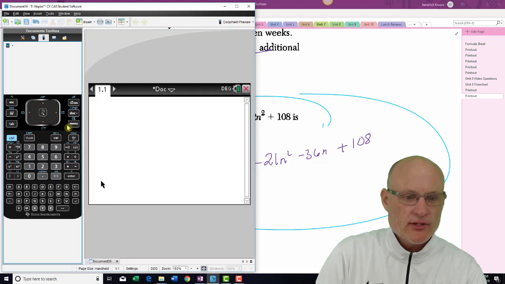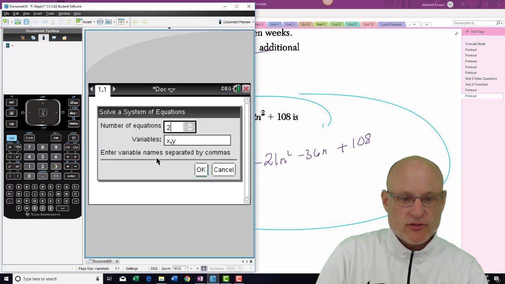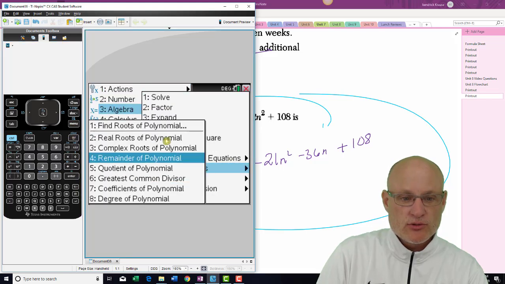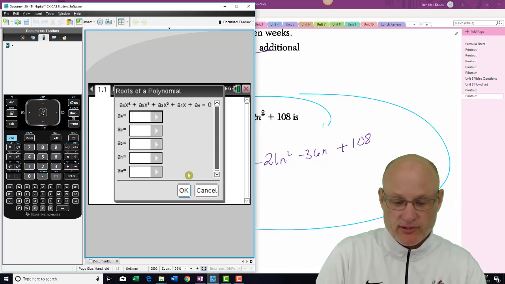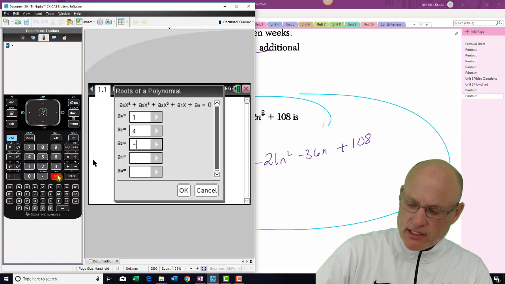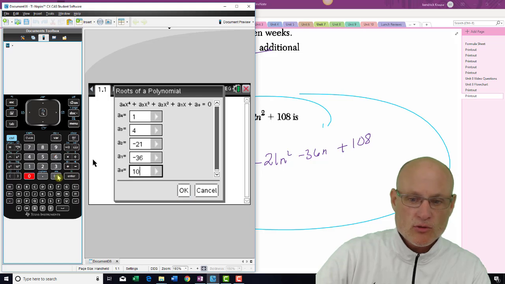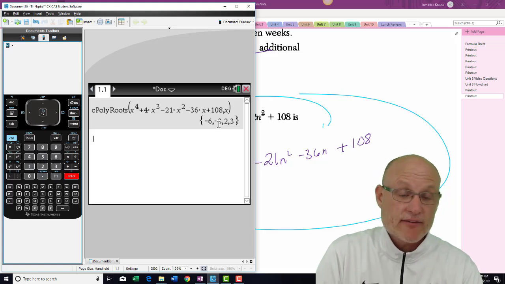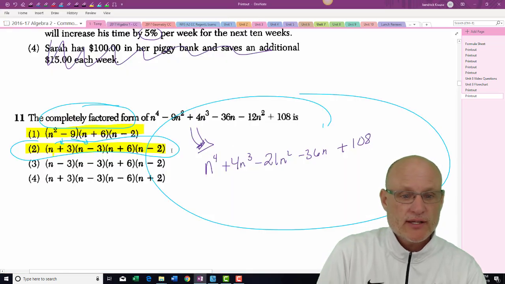Go into calculator, go menu, algebra, polytools, find the roots of a polynomial. It's a fourth degree polynomial. I always change this to complex, even though I didn't need to in this case. And it's 1, 4, negative 21, negative 36, and 108. And there are the answers. Negative 6 gives me x plus 6. Negative 3 gives me x plus 3. 2 gives me x minus 2. And 3 gives me x minus 3. And that's why that's the answer.